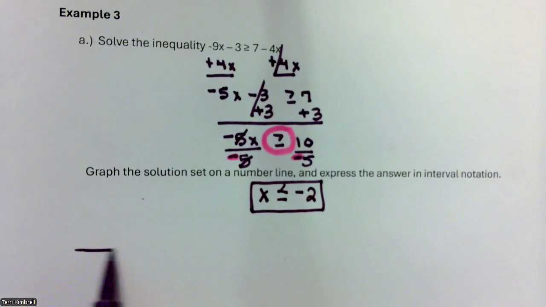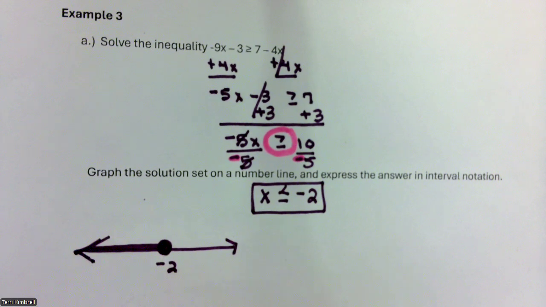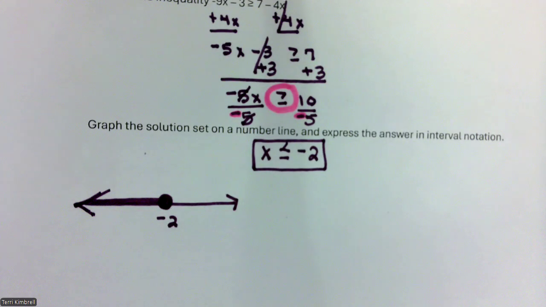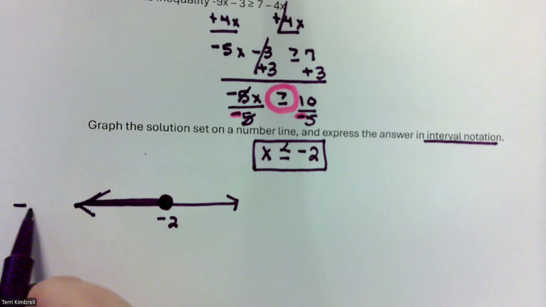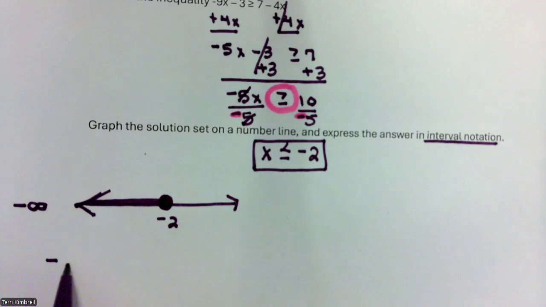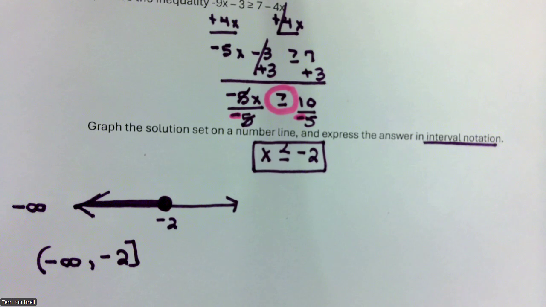Okay, so it wants us to graph. So we're going to put a closed circle on -2, color to the left. If we're putting this in interval notation, this is going to go from negative infinity, and infinity is always open, to -2, that's closed because it's equal. And please put a note or recall that when you divide by a negative, you need to flip your symbol. That also is if you multiply both sides by a negative, you flip your symbol.